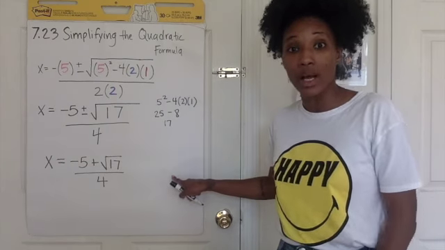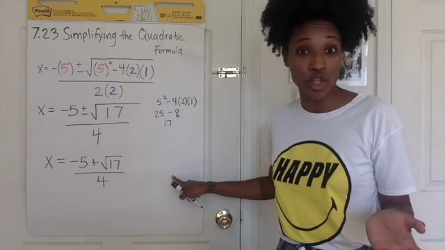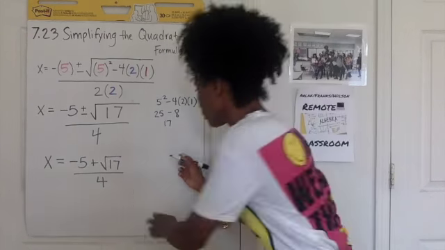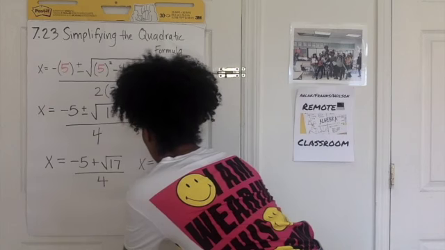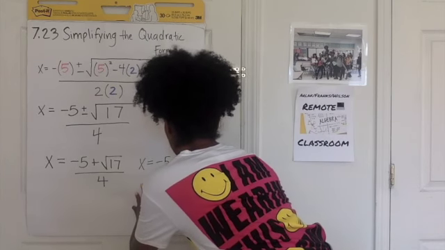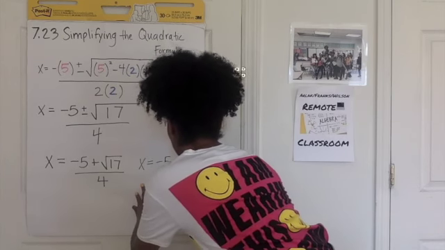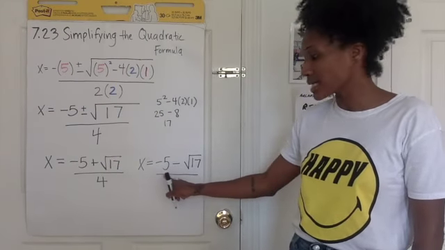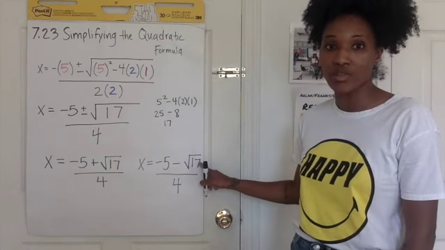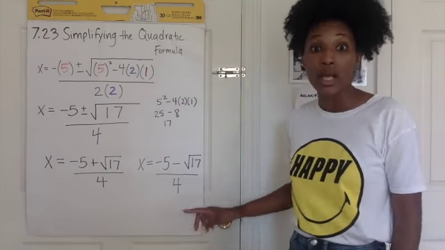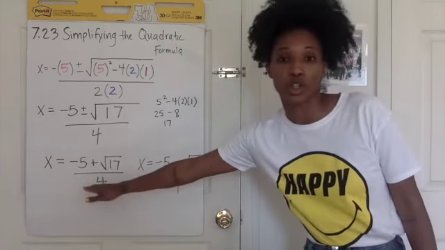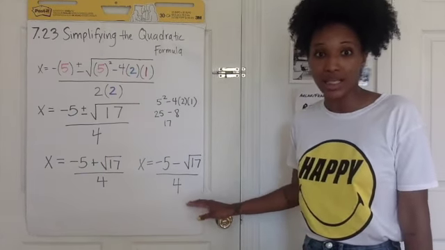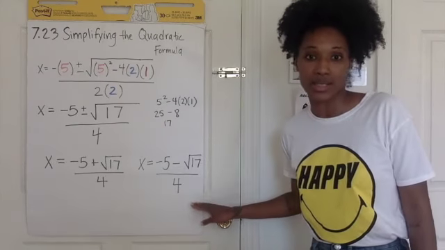Now I'm going to write my other root, and again, the numbers are going to stay the same, but this time it's going to be subtraction. So here I have x is equal to -5 minus the square root of 17 divided by 4. Tomorrow, we will learn how to calculate the actual decimal. For today, you can stop once you get to this step.